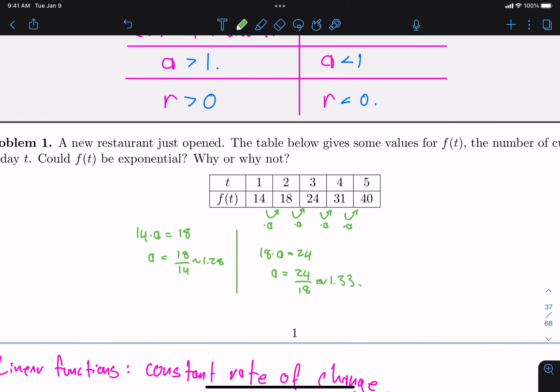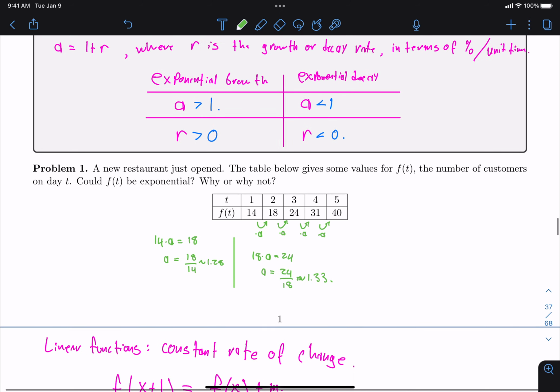Okay, so remember, each step we should be multiplying by the same number. We determined that to do step one, you have to multiply by 1.28. To do step two, you have to multiply by 1.33. Did I make a mistake? Are we good? Okay, so from what I can see, what do we think? Is this exponential or not exponential? Okay, not exponential, because we're not multiplying by the same thing each time. We should multiply by the same number each time we move over. So it's not linear and not exponential. What is it? Well, we don't know. Maybe it could be something else. Okay? Any questions on that one?